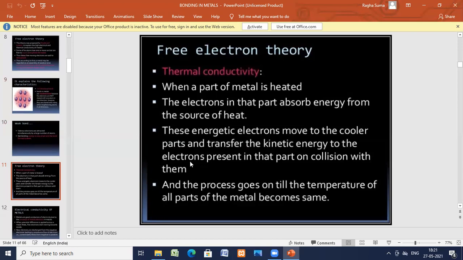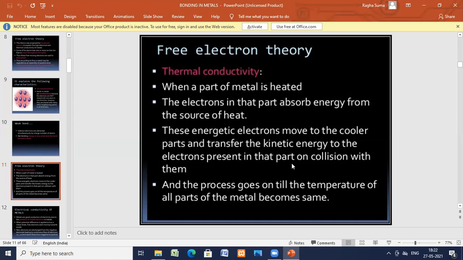When a part of the metal is heated, the electrons in that part absorb energy from the source of heat. These energetic electrons move to the cooler parts and transfer kinetic energy to the electrons present there on collision. The process goes on till all parts of the metal reach the same temperature. So that is thermal conductivity.